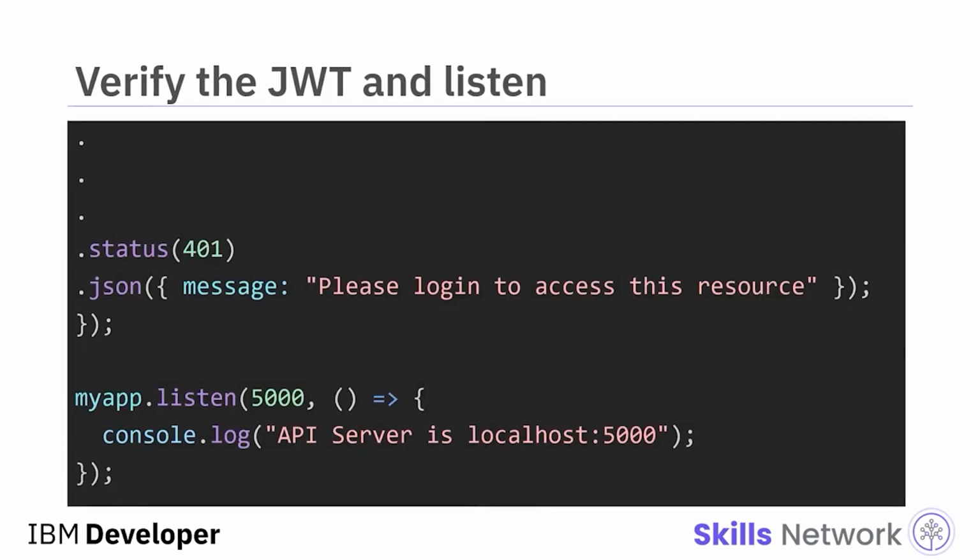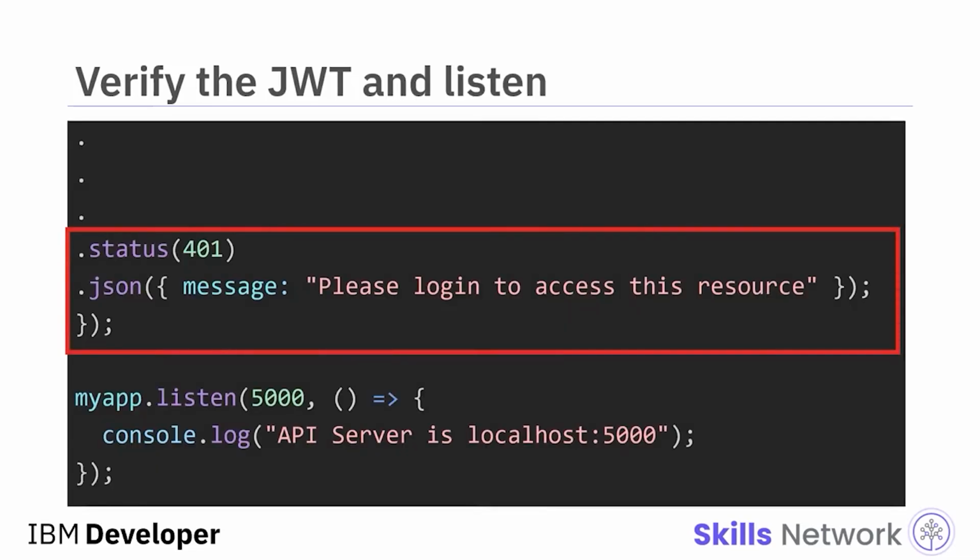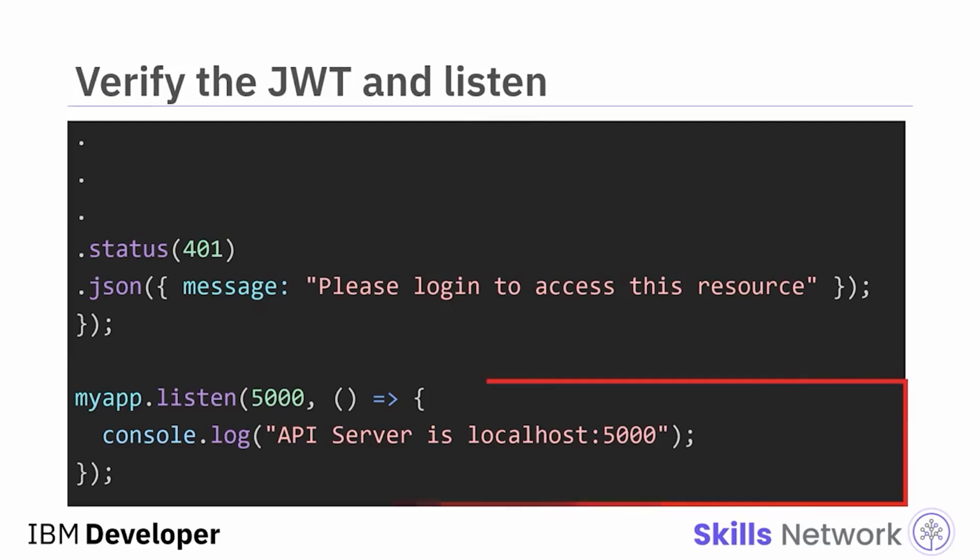Now, if the verification fails, then the 401 unauthorized status code is sent back to the client with the message, please log in to access this resource. Lastly, write a listener function that listens for the response on port 5000, then log the phrase API server is localhost 5000 to the console log.